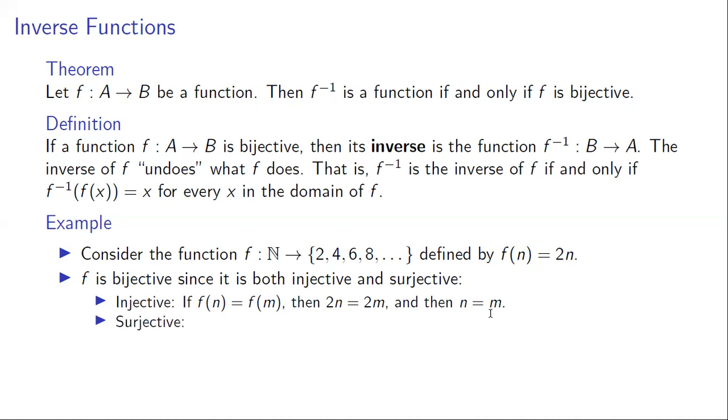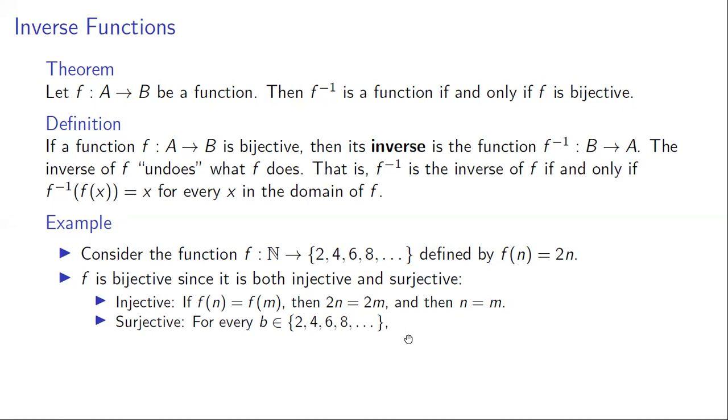How about surjective? For surjective, we have to make sure that for every b in the codomain, and this is the codomain here, we can reach that b, right? How do we prove that a function is surjective? We show that every element of the codomain can be reached by the function.